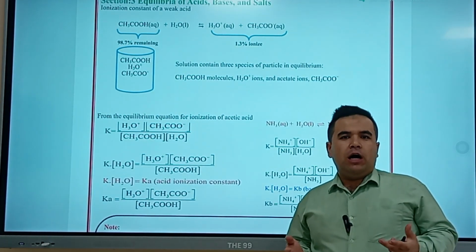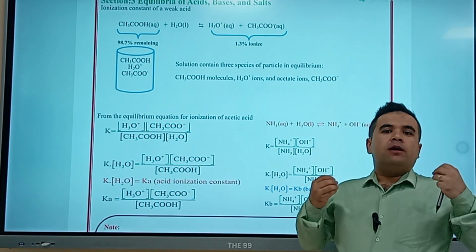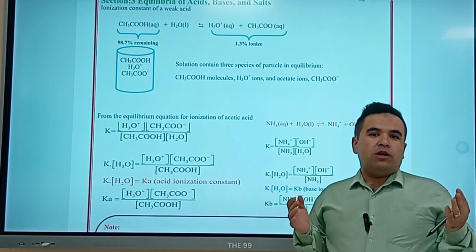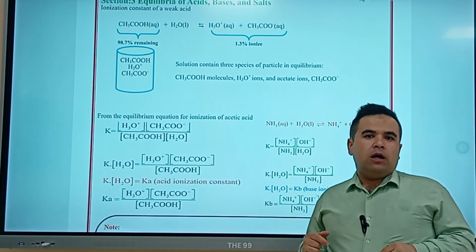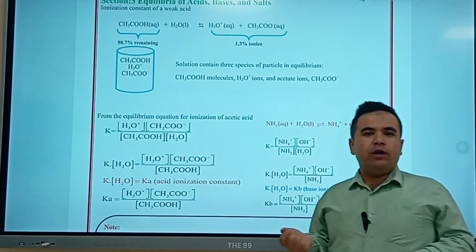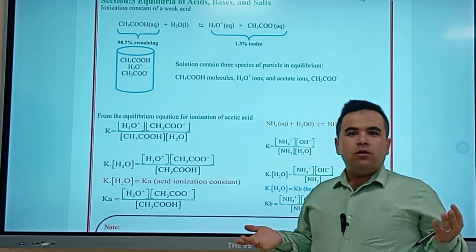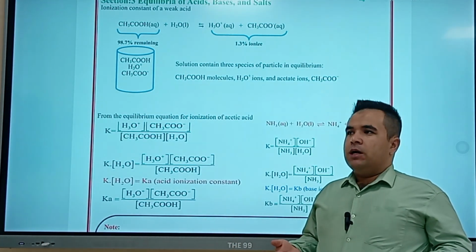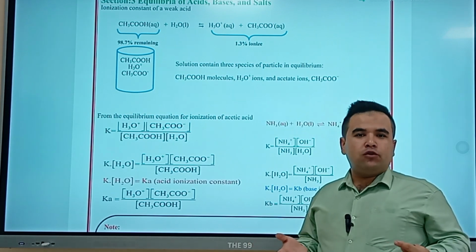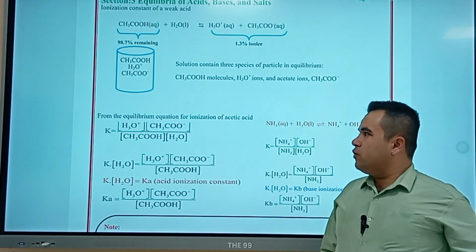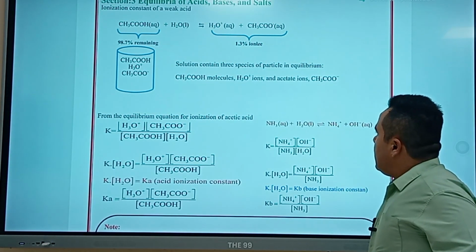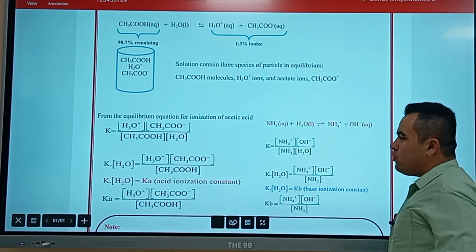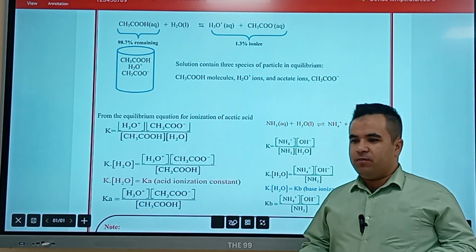In today's session, I will be explaining section 3 of chapter 6. We'll be talking about the constant ionization of weak acids, the constant ionization of weak bases, and buffer solutions. We'll be talking about how to form a buffer solution, and then about hydrolysis, the cation and anion hydrolysis, in this section. The first part of the section, guys, is about the constant ionization of weak acids and weak bases.